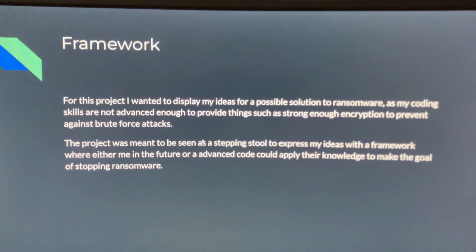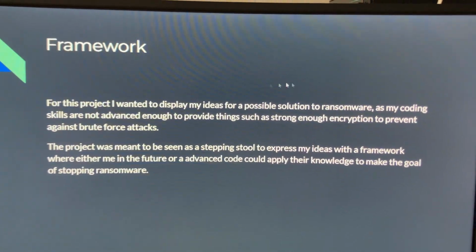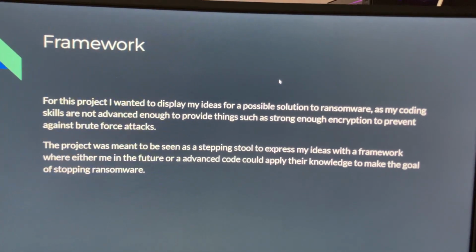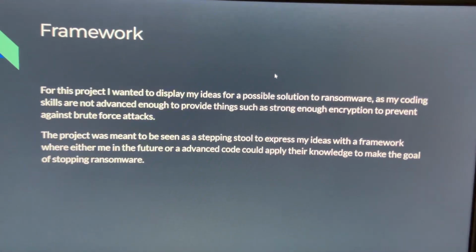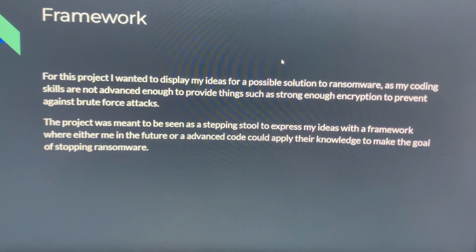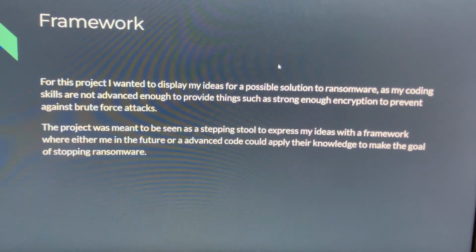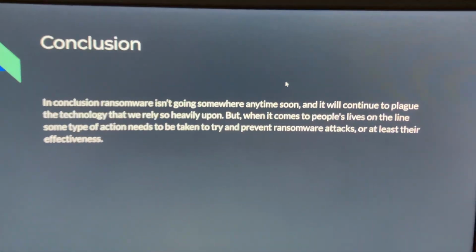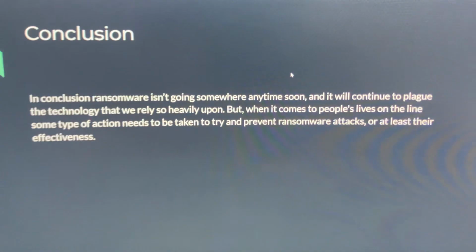So as of right now, the code might not be top tier, but it's more about the idea of everything. And I wanted to use the project to show the idea as something I could come back to in the future to make even better and potentially use as a solution. And the conclusion kind of plays off that.